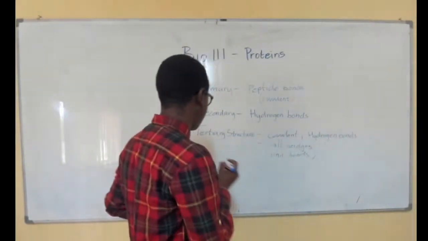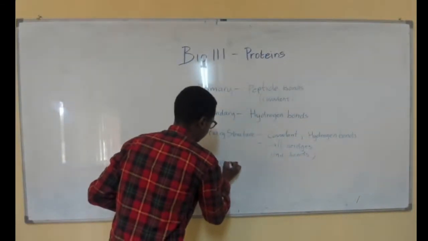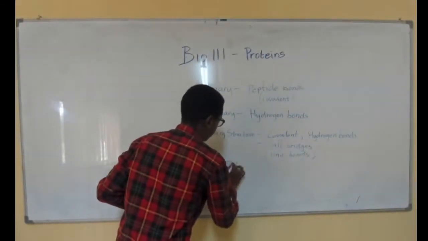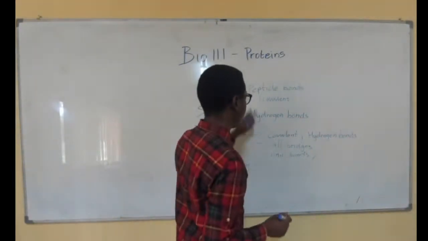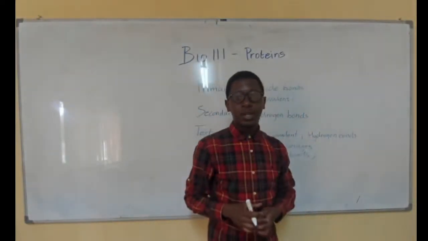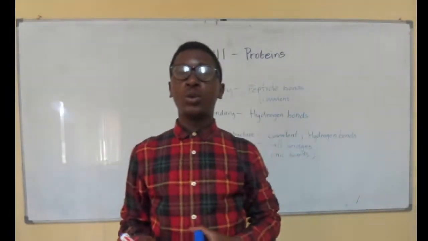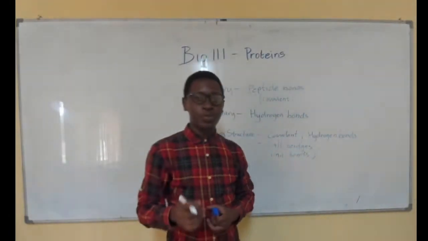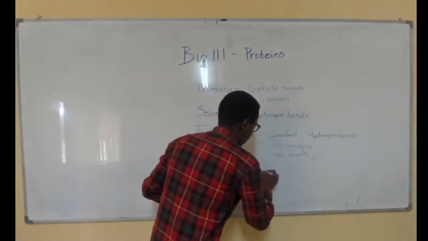Then quaternary level, it's a combination of everything, because quaternary level is just we have one or more polypeptide chains together, so all of them.